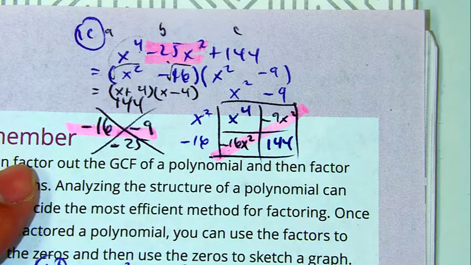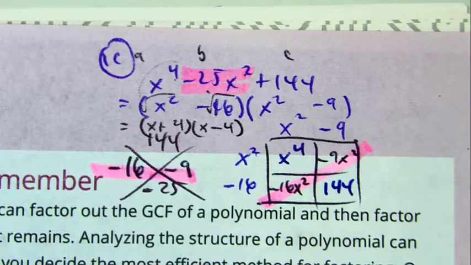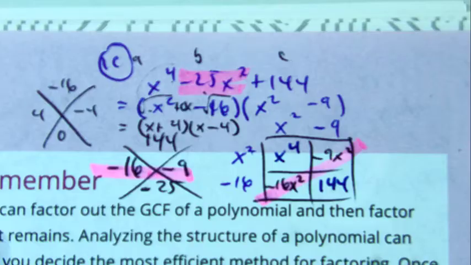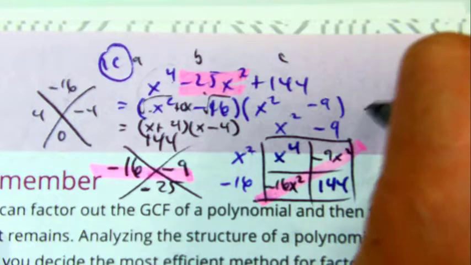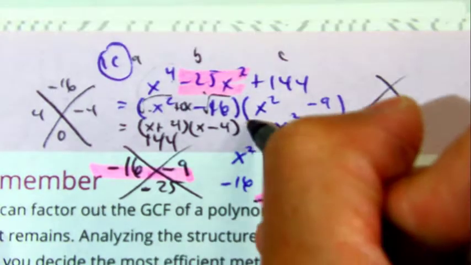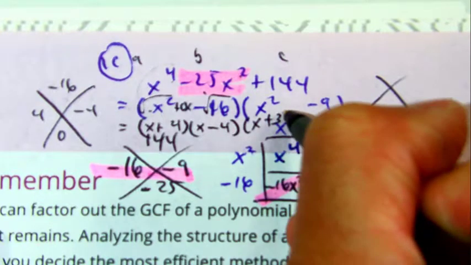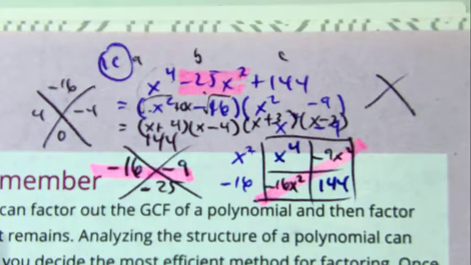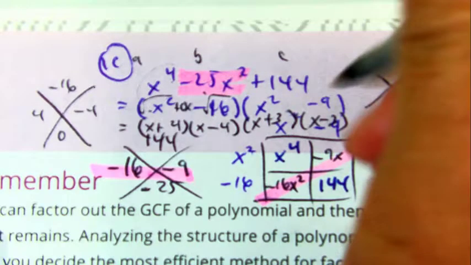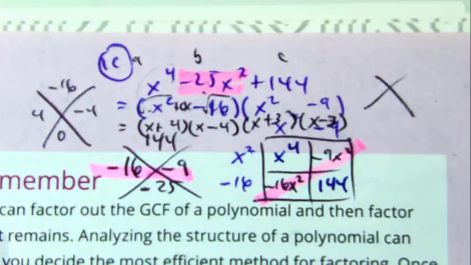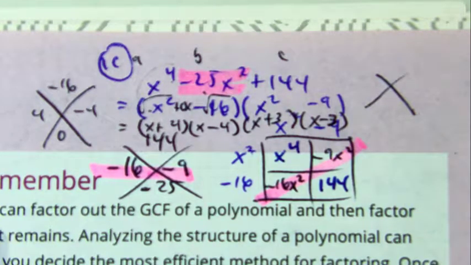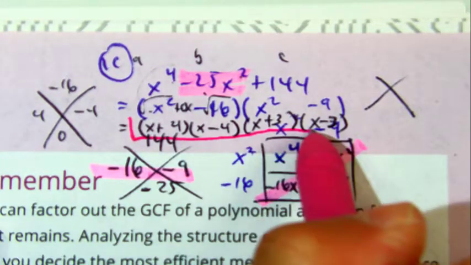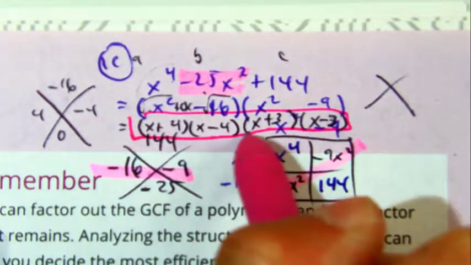Now, if you don't understand what I just did there, you can just add a 0x here, and then do A times C. 1 times negative 16, B value 0, 4 and negative 4. Same thing on this side. That's going to become x plus 3, x minus 3. And that's our answer factored: x plus 4, x minus 4, x plus 3, x minus 3.